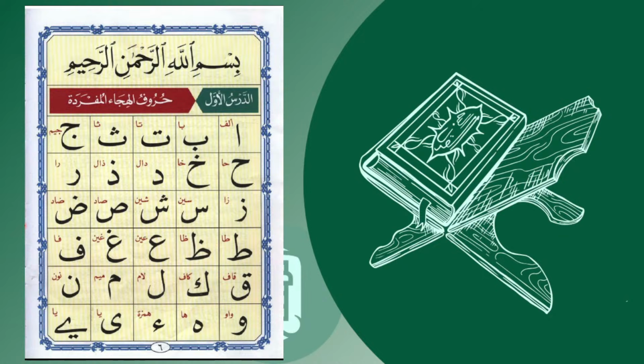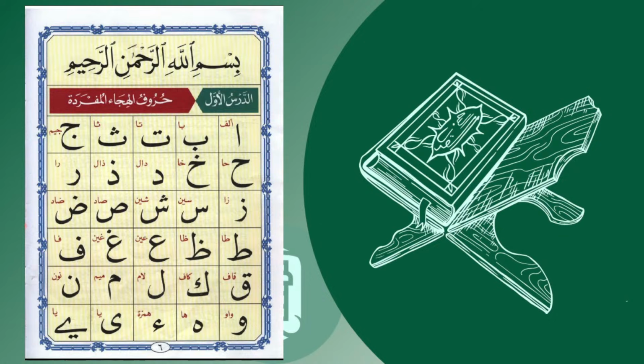Second line, first box, from the first box. Ha. Kha. Dal. Dhal. Ra. Ha. Kha. Dal. Dhal. Ra. Going back. Ha. Kha. Dal. Dhal. Ra. Questions so far? Any question?